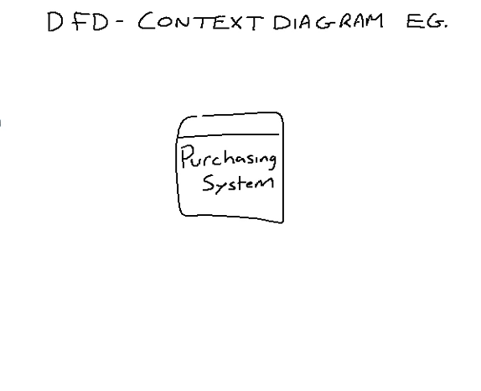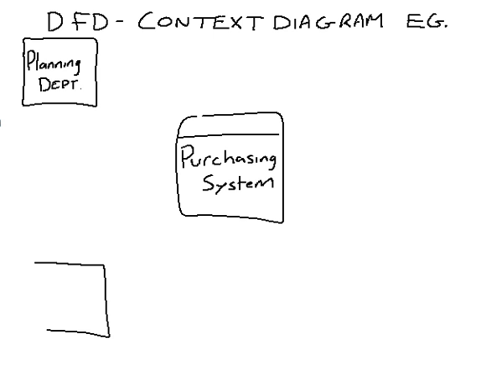The second step involved in context diagrams is identifying your external entities. In this case we will actually have three external entities. First one will be a planning department. The next one is a receiving department. And the third is a supplier.